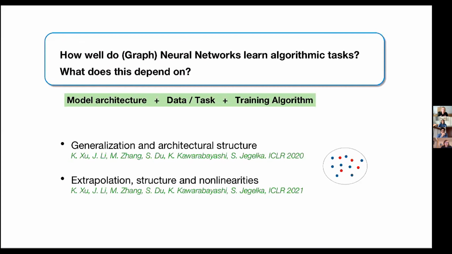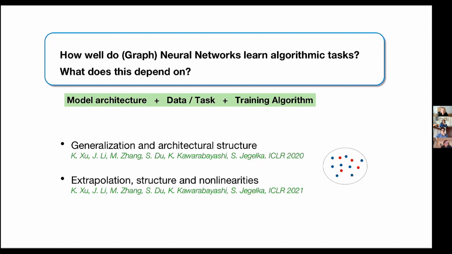So, expanding a little bit. I'll start with an introduction: what is a graph neural network? And then I will talk about two types of results. The first one is thinking about generalization. So in machine learning, that basically means your training data and test data come from the same distribution. So you're testing on data that looks similar to your training data and hope that you'll do well.